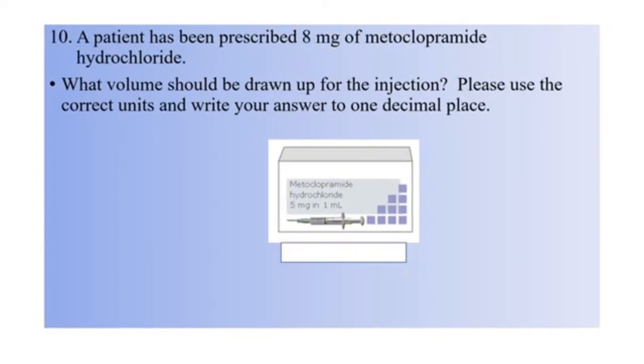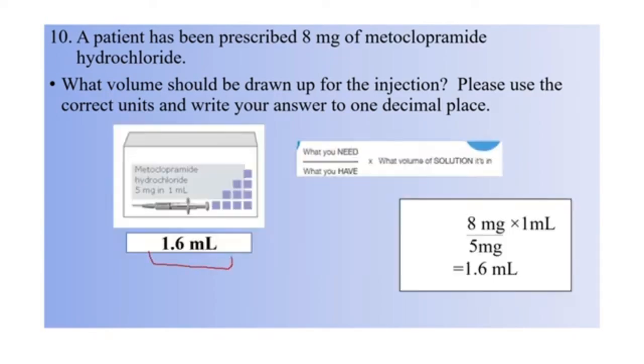Question 10: a patient has been prescribed 8 mg of metoclopramide hydrochloride. What volume should be drawn up for the injection? Please use the correct units and write your answer to one decimal place. So the answer is 1.6 ml.